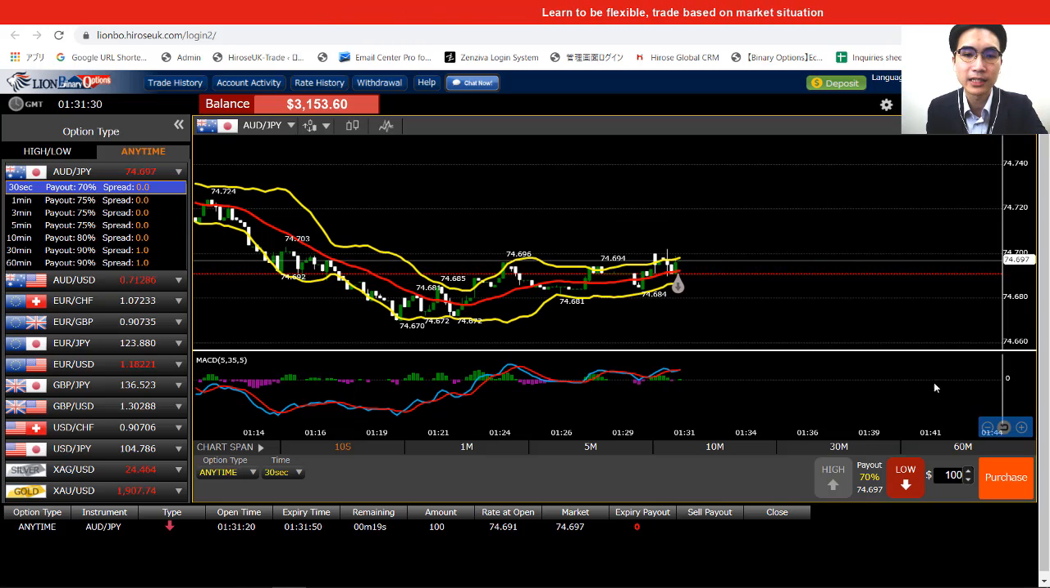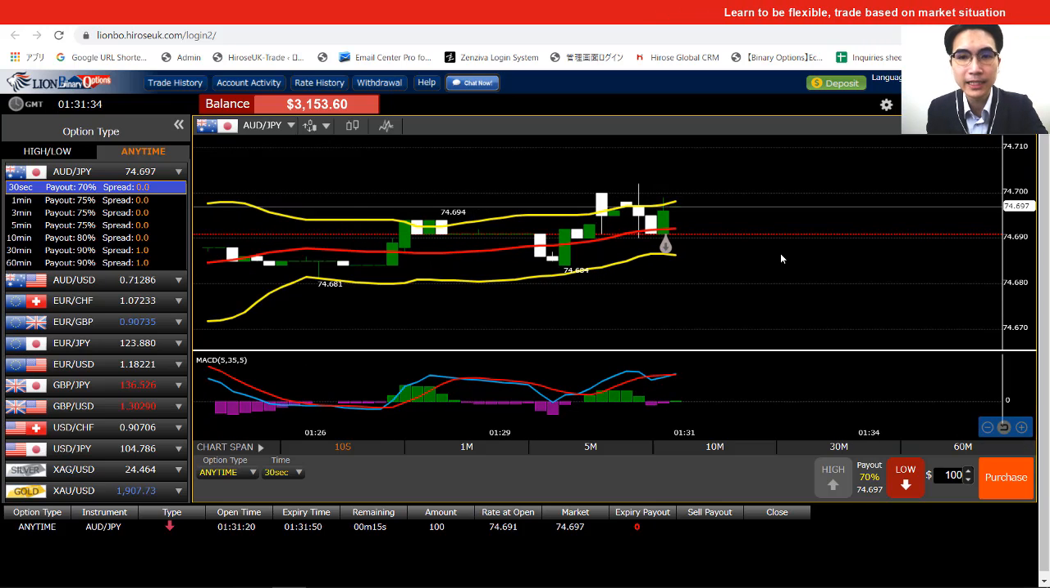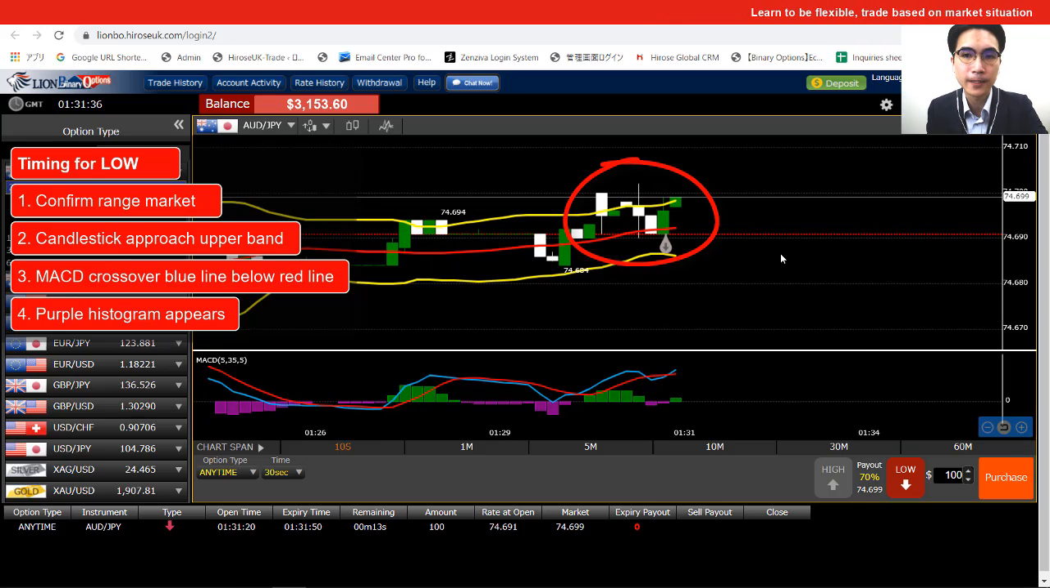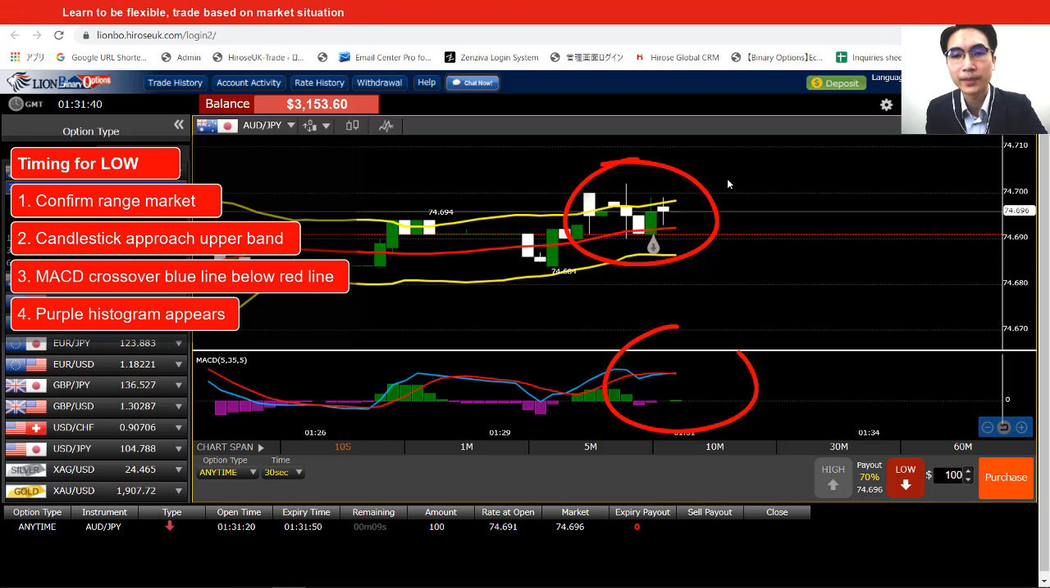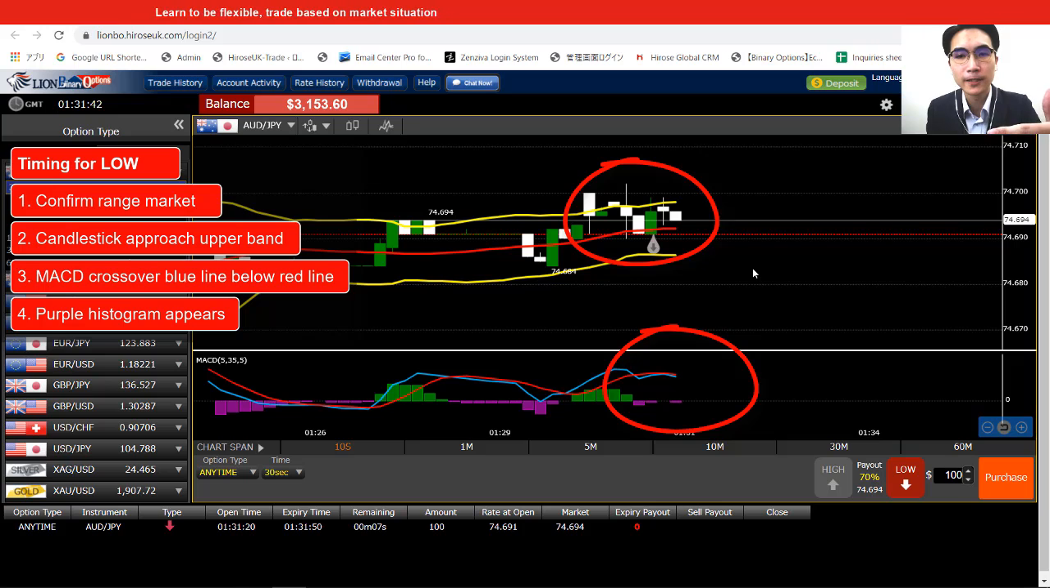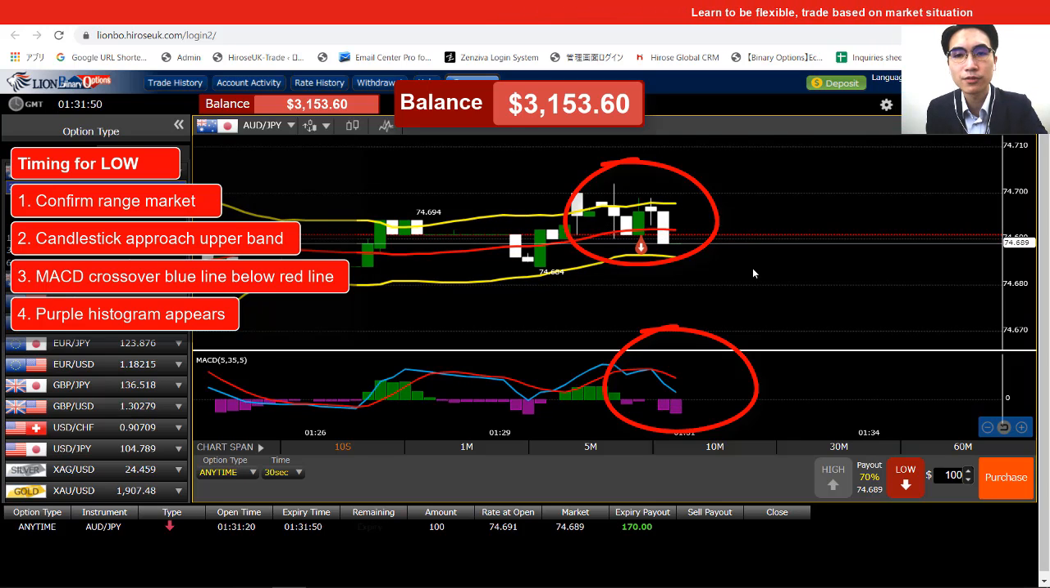Let's zoom in a little bit. In here we see that the candlestick has touched the upper band, and on the MACD, when I placed that trade, the 2 lines crossed over, and the blue line was below the red line, and I had a purple histogram. That's why I opened that trade.